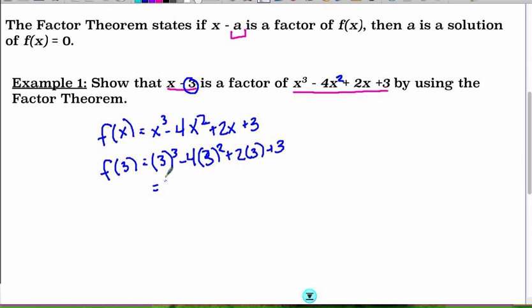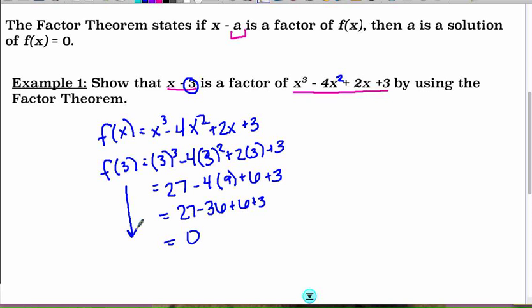Looking at this, I know that 3 times 3 times 3, so 3 cubed, is really 27, minus 4 times 3 squared, which is 9, plus 6 plus 3. So really I have 27 minus 36 plus 6 plus 3. If I add all of these together, I do in fact get 0. So now that I've determined that f of 3 does equal 0, I can say yes, x minus 3 is a factor of that polynomial.